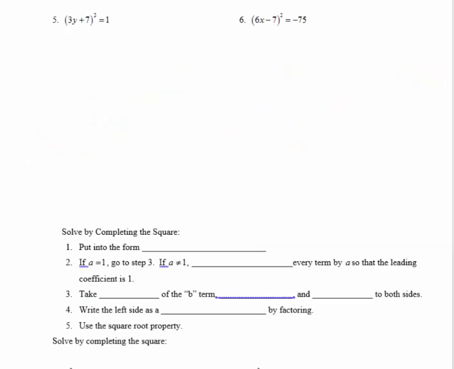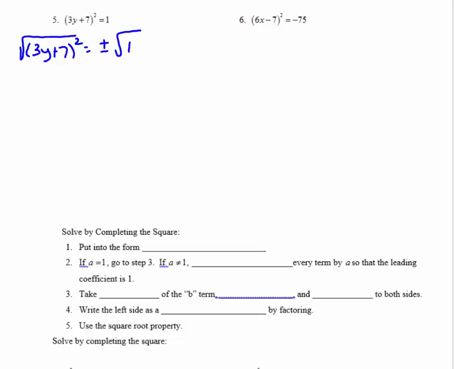Number 5. Parentheses 3y plus 7 quantity squared equaling 1. We could do the old-fashioned way, because you know what to do with 3y plus 7. You would write it twice and FOIL it out. However, if you notice, this is the square root property. We have a quantity squared equaling a constant. So we could go ahead and just take the square root of the left equaling plus or minus the square root of the right.